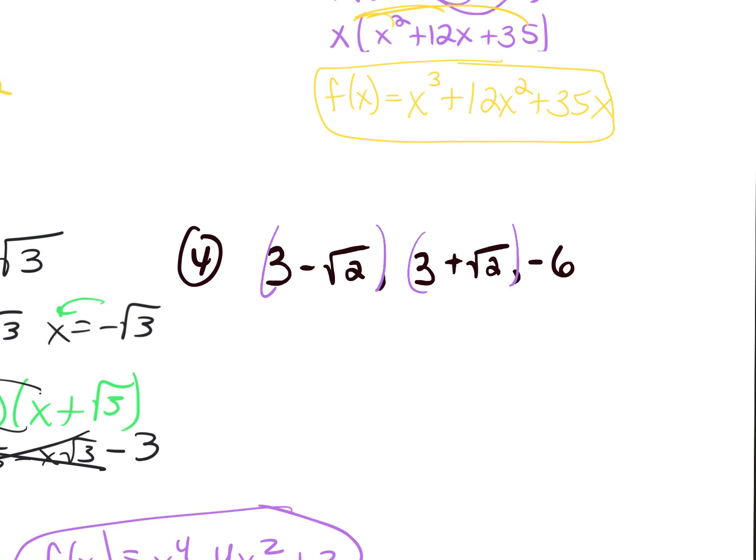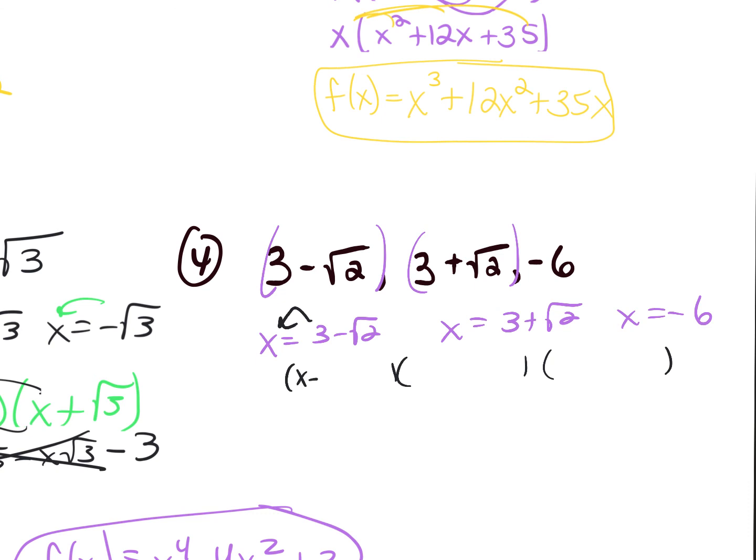These are my 3 roots. I have x equals 3 minus root 2, x equals 3 plus root 2, and I have x equals negative 6. So if we create our 3 parentheses, bring this over, it becomes x minus 3, and we distribute that negative, so plus root 2. Bring this one over, I have x minus 3, distribute the negative, minus root 2.